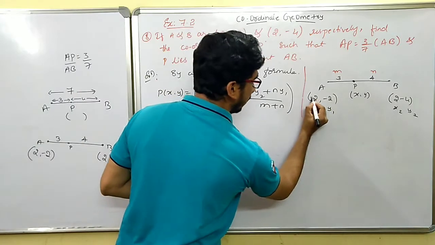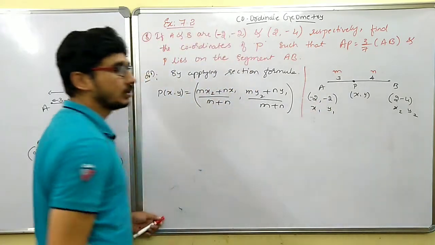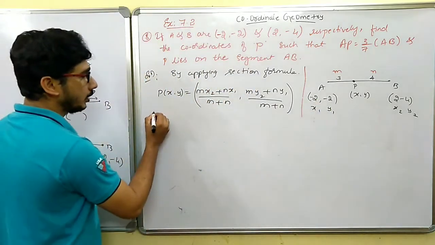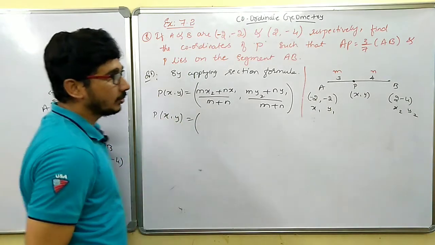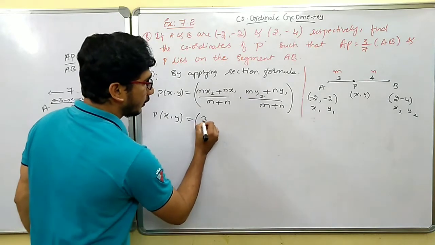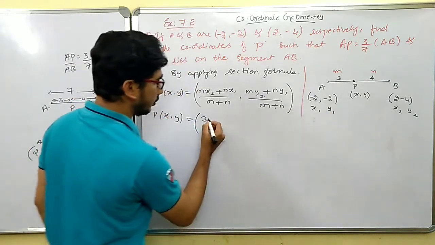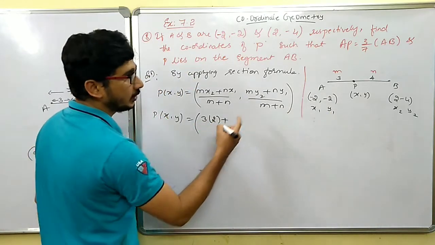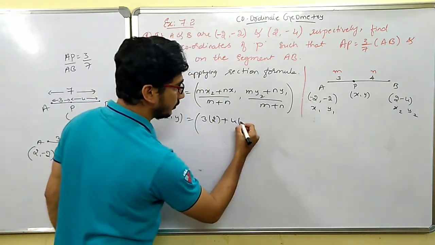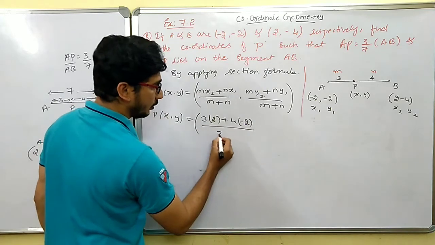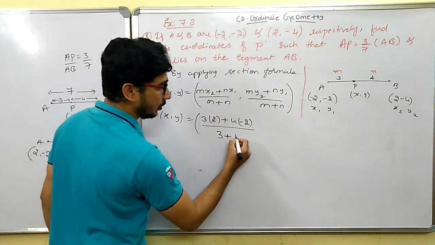If you make even a little sign mistake, you will not get the solution. So let us go for the solution. P of x comma y is equal to m times x2, where m is 3 and x2 is 2, plus n times x1, where n is 4 and x1 is minus 2, whole divided by m plus n, which is 3 plus 4.